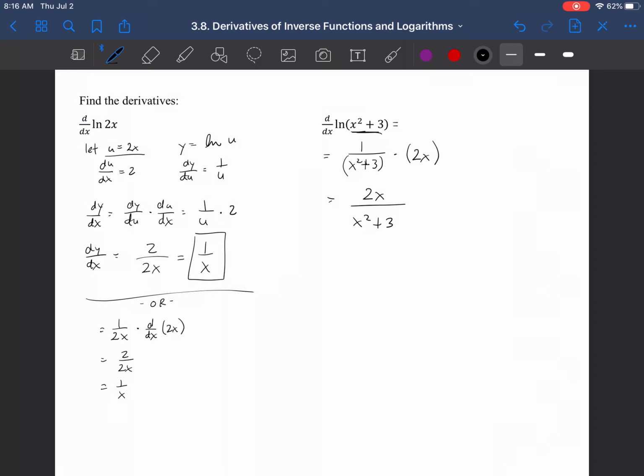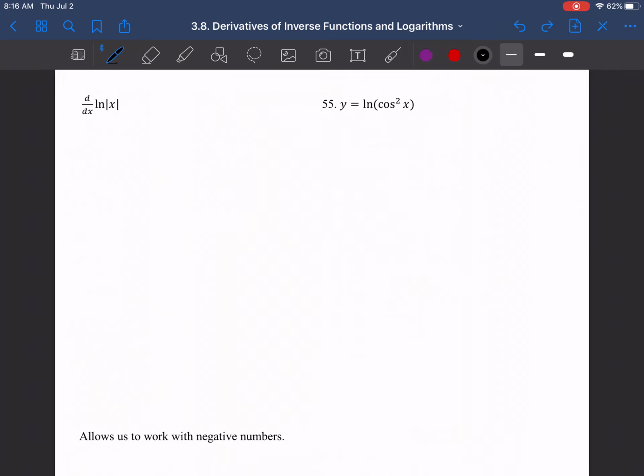And again, you could do the substitution if you think that's easier, like I did right here, or you can just do inner outer chain rule, whichever you're more comfortable with. Here, I'm going to leave these two for you to try. Take note of the natural log.